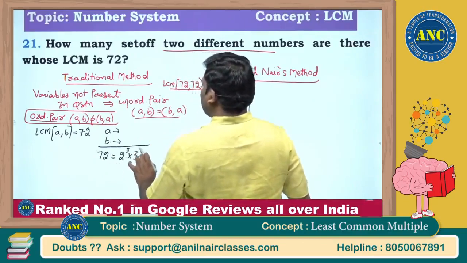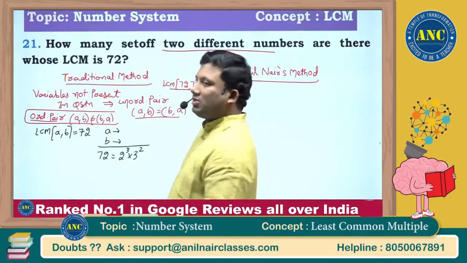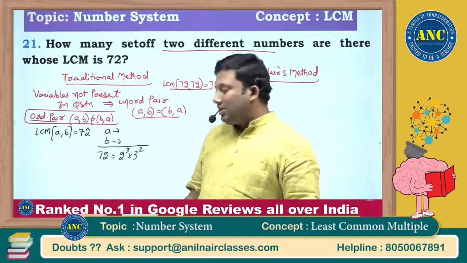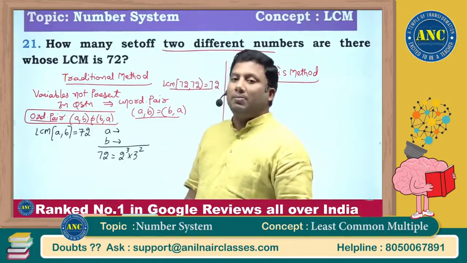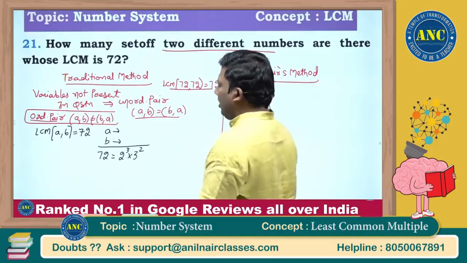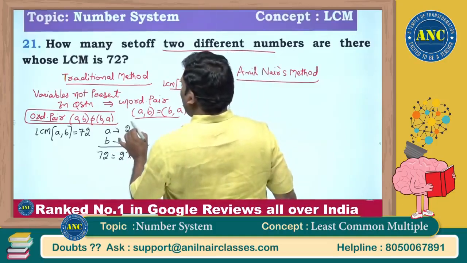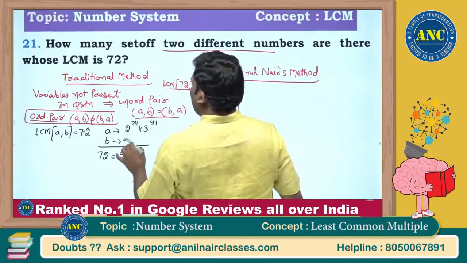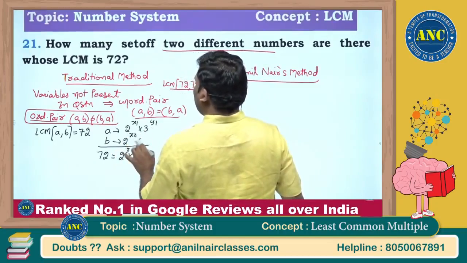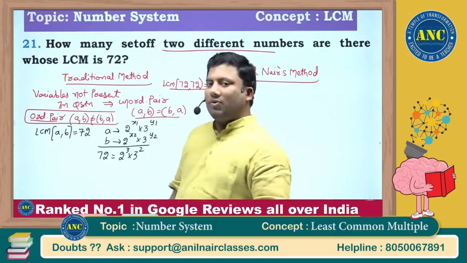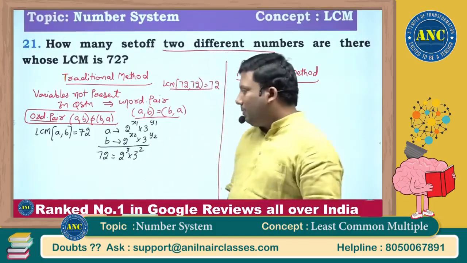72 can be written with the highest powers of prime bases as 2 power 3 into 3 square. The answer contains which prime bases? The answer contains 2 prime bases, 2 and 3. So the numbers should have 2 and 3: 2 power x1 into 3 power y1, and 2 power x2 into 3 power y2.